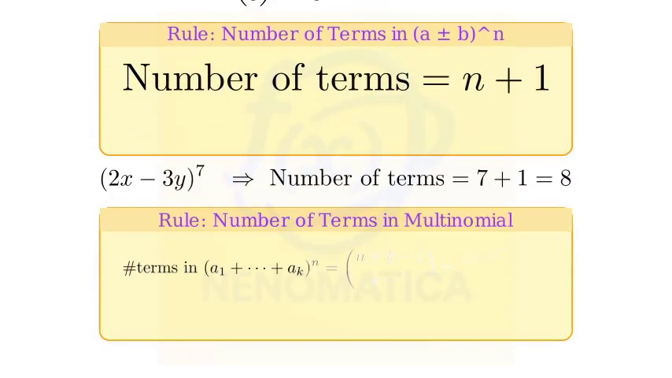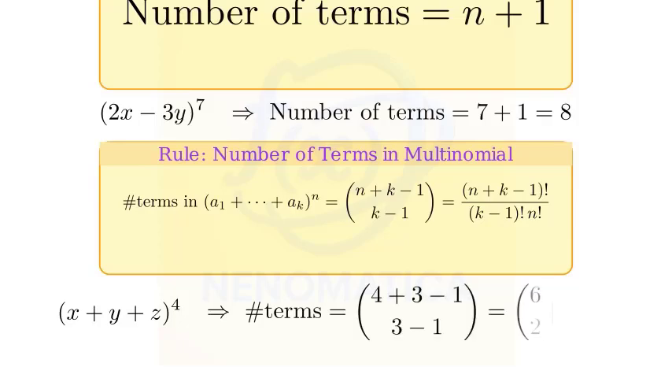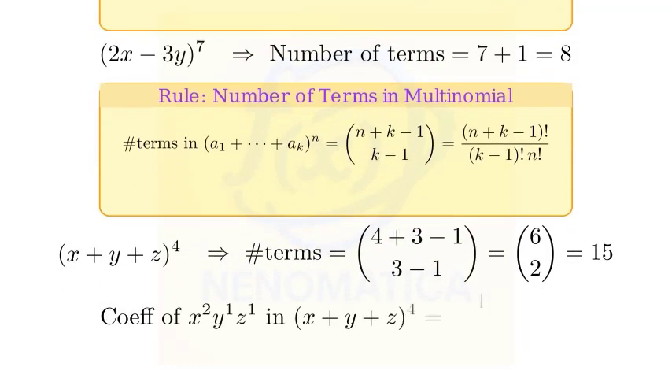Step 4. Multinomial terms counting. For k addends, the number of terms in (a_1 + a_2 + ... + a_k)^n equals the combination with repetition count, (n+k-1) choose (k-1). As a bonus, here is how to compute a specific multinomial coefficient. The coefficient of x squared y to the first power z to the first power in (x + y + z)^4 equals 4 factorial divided by 2 factorial times 1 factorial, which is 12.